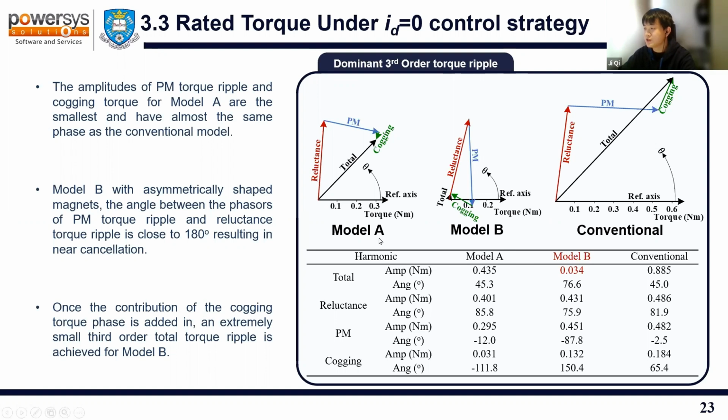And also for the conventional one and model A with symmetrical pole shape, here the red line and the blue line have almost the same direction. This is because they are both symmetrically shaped machines.